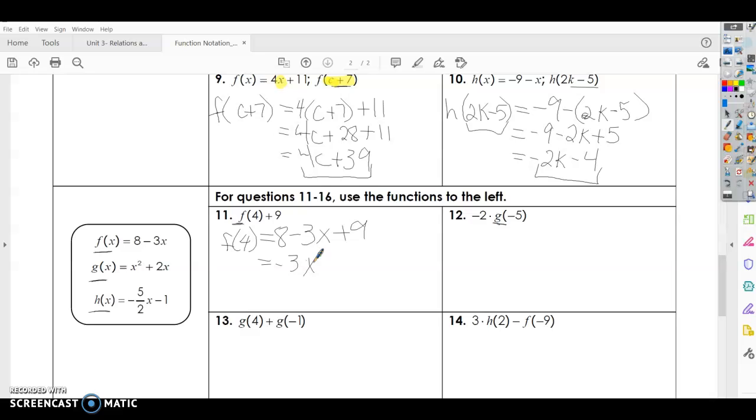Never mind, I forgot to plug in the x. Oh, let me back up here for a second. Okay.